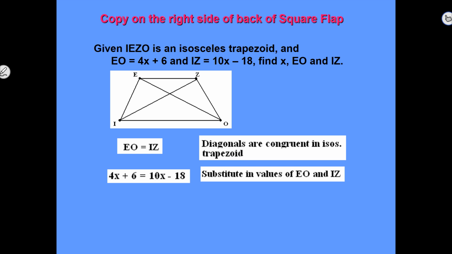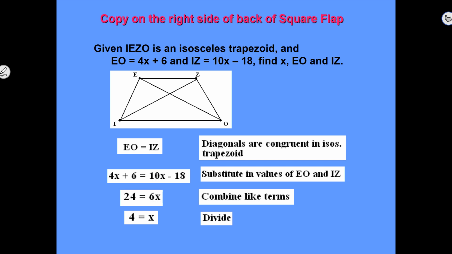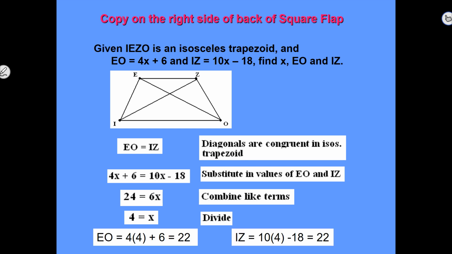So we're going to move all those x's to the same side and all the constants to the same side. Good. All right. And so what are we going to get for x? Good. All right, but then they also asked us to find EO and IZ. So now what would I do with that 4? Right. So I substitute that into the two pieces they gave us.